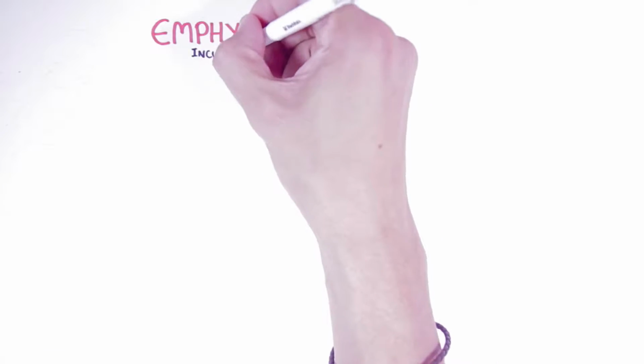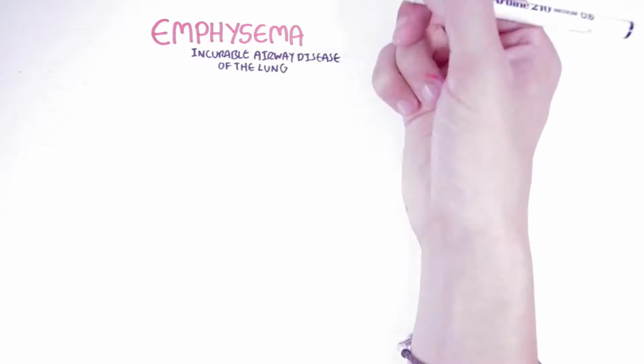Emphysema is an incurable airway disease of the lungs. Emphysema is characterized by the destruction of the alveoli, its walls, and elasticity. It is part of a group, as I mentioned, of diseases that make up COPD.